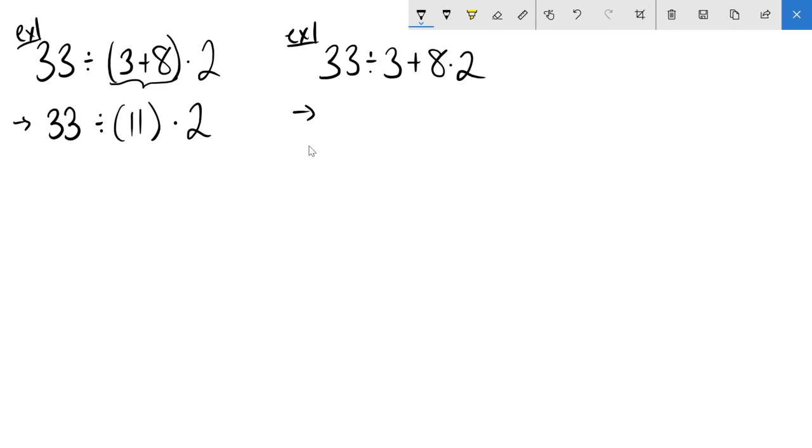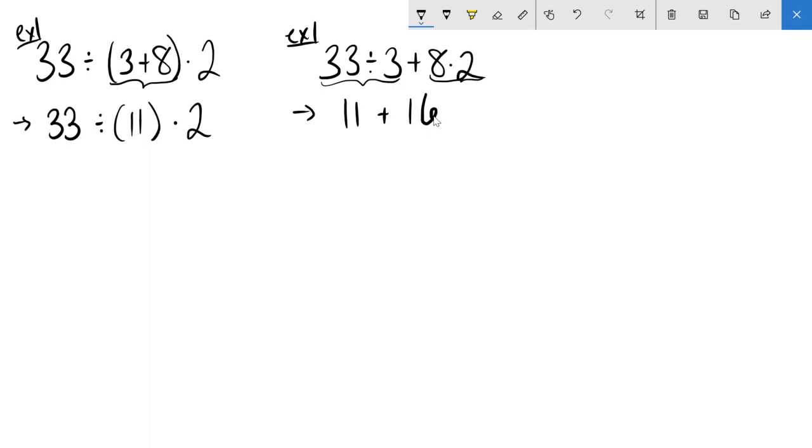So yeah, since there's no parentheses here, we would take care of our division and our multiplication before the addition, right? So this one would become 11 plus 16. Because of those parentheses, they turn into very different expressions, right? Okay, so we'll finish up the first one, and then I'll come back to the second one.